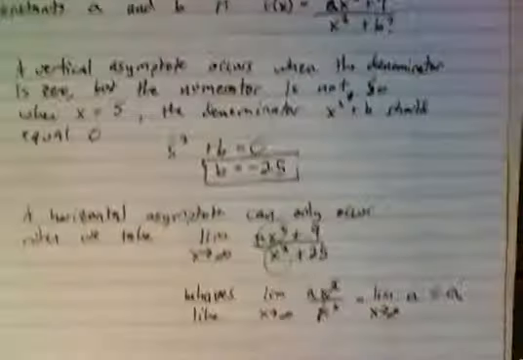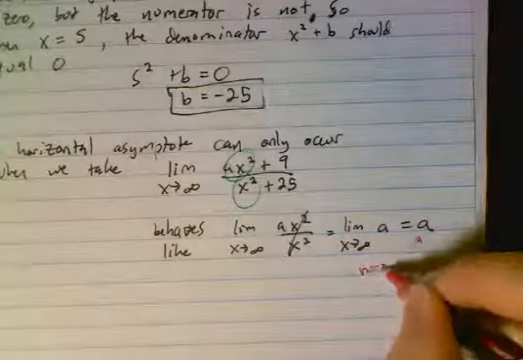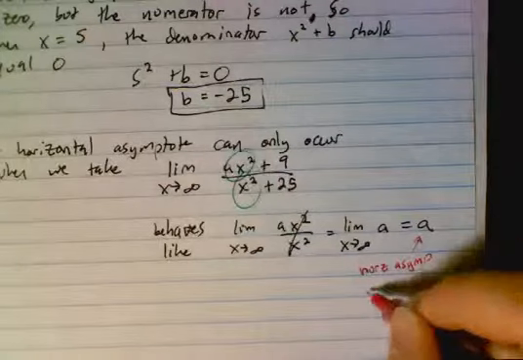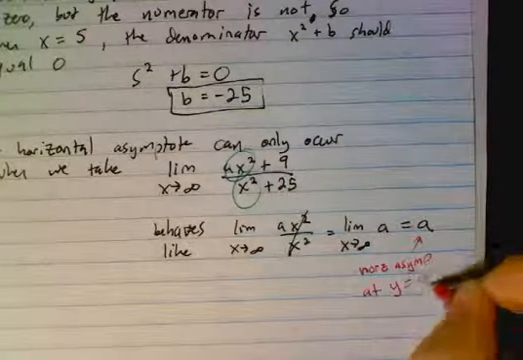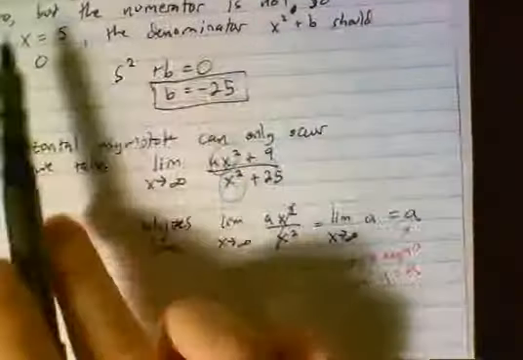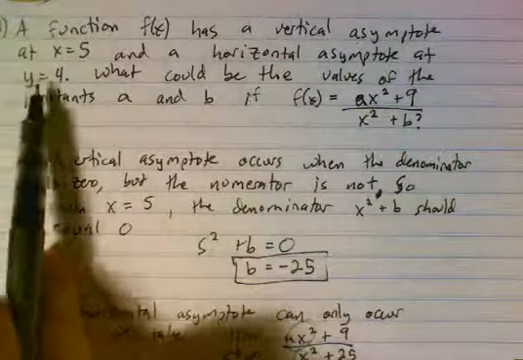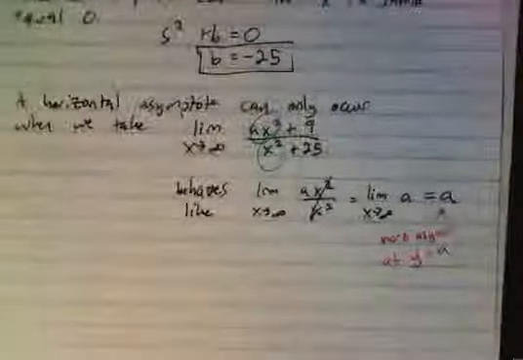So that means that we have a horizontal asymptote at y equals a. The problem tells us that we have a horizontal asymptote at y equals 4. So if y equals 4 and y equals a, then a must equal 4.